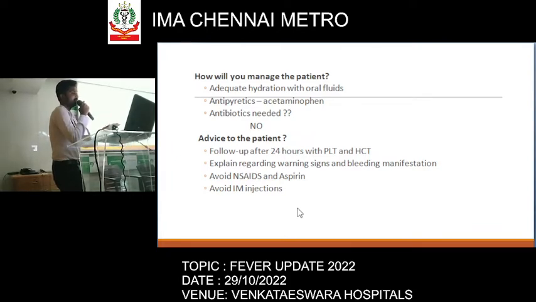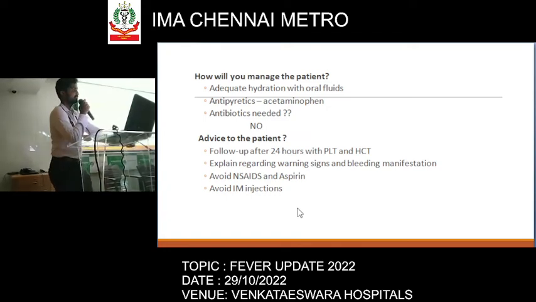Then, adequate explanation regarding the warning signs and bleeding manifestations is important to the patient. In most patients, paracetamol won't reduce the fever in dengue. So, they may end up getting an NSAID from the OTC, which can lead to bleeding manifestations also. So, it's of prime importance to advise them not to take NSAIDs or aspirin as an OTC drug, because these impair antiplatelet action, which can further cause bleeding risks. Then, avoid intramuscular injections as a routine basis.